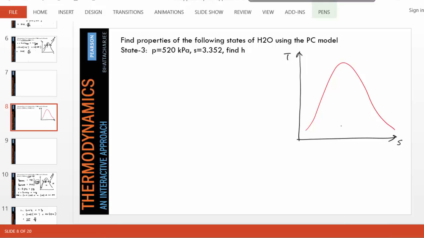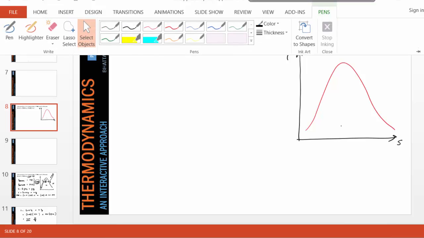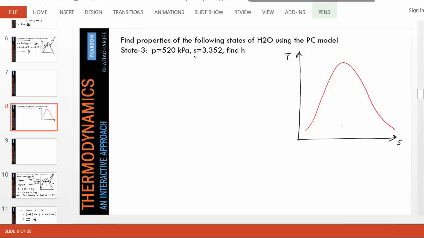In this problem, the quality is not supplied. So it's a little more difficult problem, more typical. Instead, entropy is supplied. The pressure is known, again, the same pressure, 520 kPa. And we are given entropy, but we don't know where we belong. Is it a subcooled liquid, a mixture, or a superheated vapor? We have no clue right now.